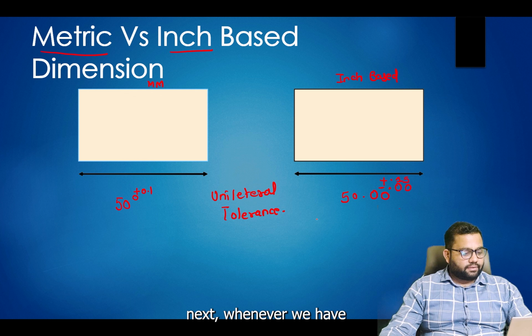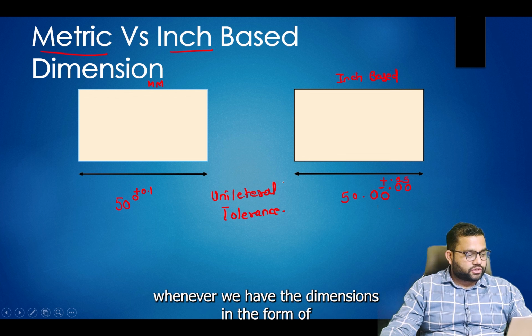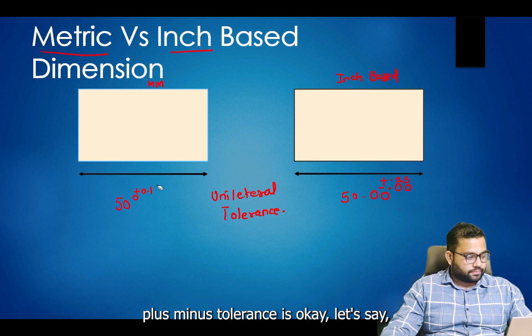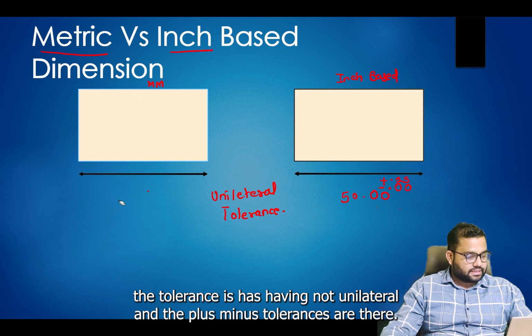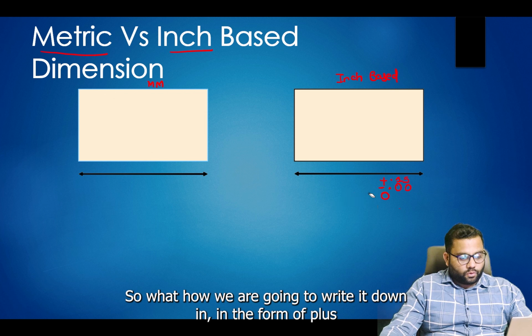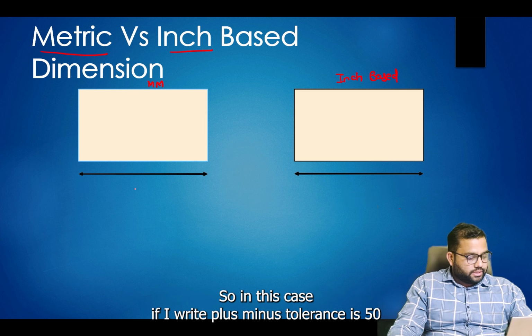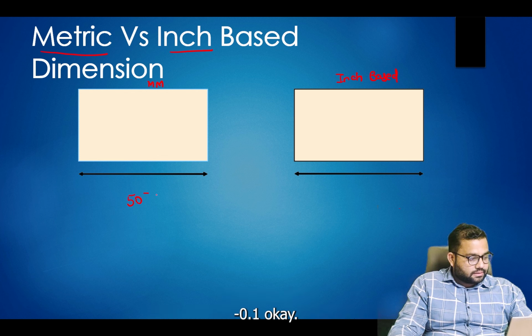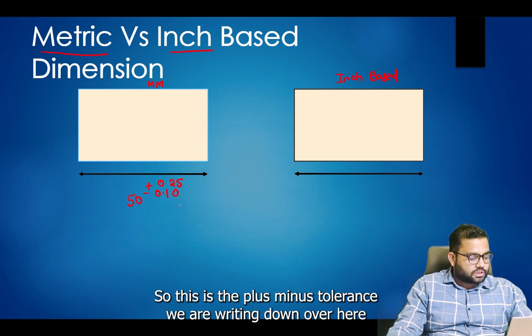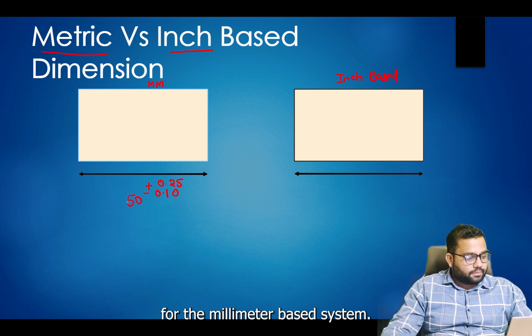Next, whenever we have the dimensions in the form of plus minus tolerances. Okay, let's say the tolerance is not unilateral, and the plus minus tolerances are there. So how are we going to write it down? In this case, if I write plus minus tolerances, 50 minus 0.10 and plus 0.25. Okay, so this is the plus minus tolerance we are writing down over here for the millimeter based system.